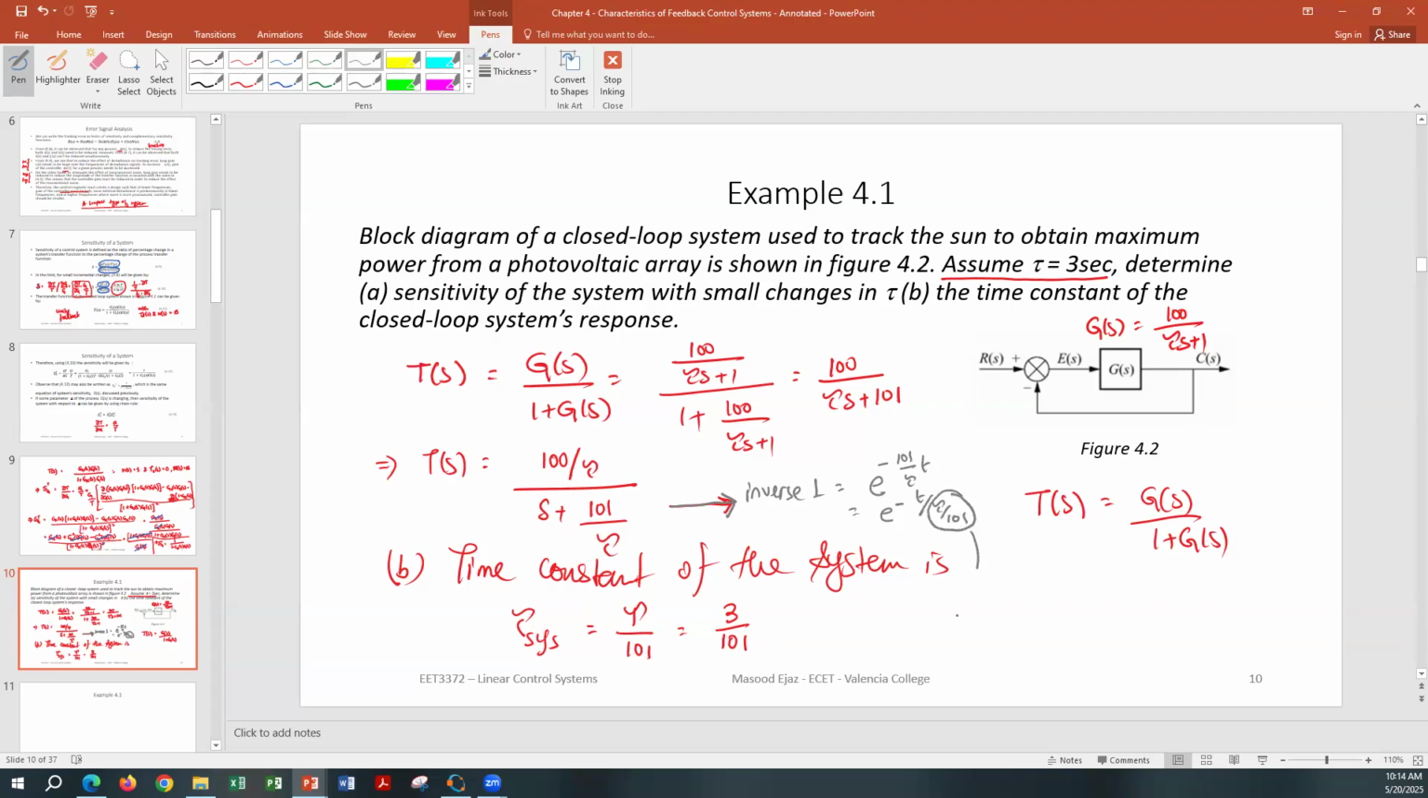This is the time constant system. It's going to take 3 over 101 seconds for the system response to drop down to 36% of its peak value. The peak value, of course, is 100 over tau, 100 over 3. So 33.3 is the peak value of the system, based on what input you're using, if you're using step input.